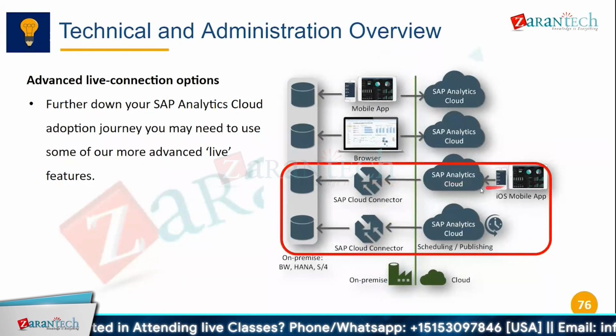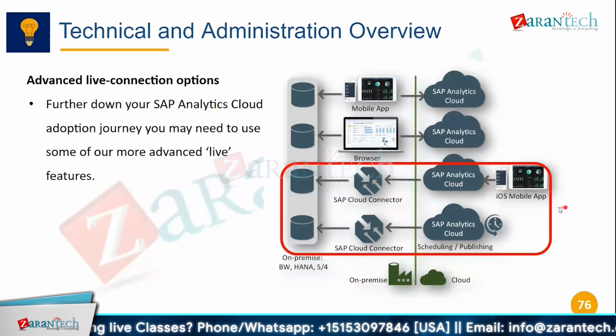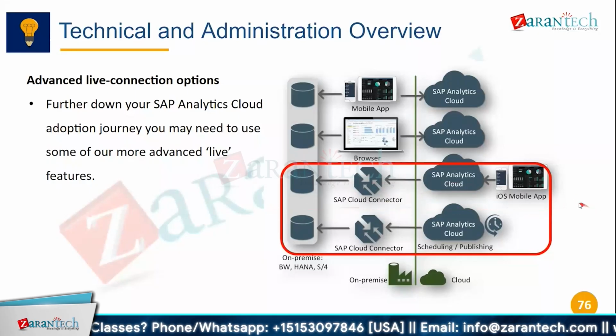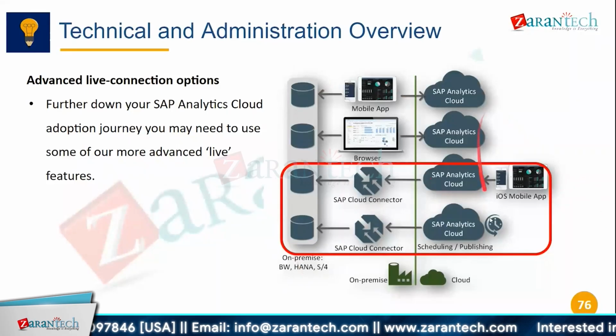So basically, in case you want to directly configure the iOS mobile app, he also can configure. This iOS mobile app in turn will be redirecting to SAC, which will redirect to the database and fetch the data and show it. So this is the on-premise landscape, and this is the cloud landscape.